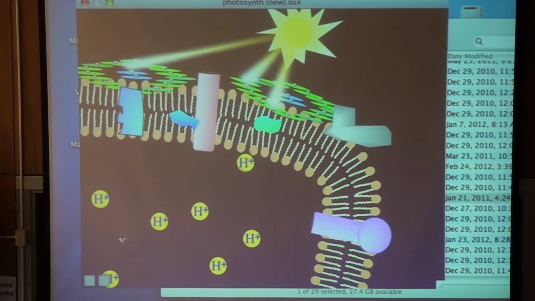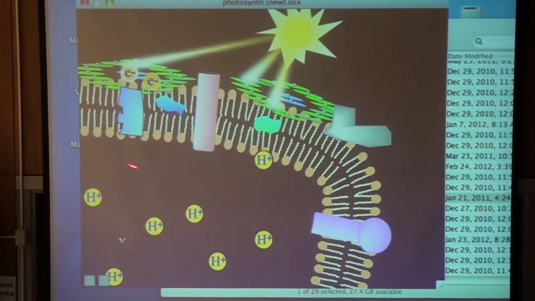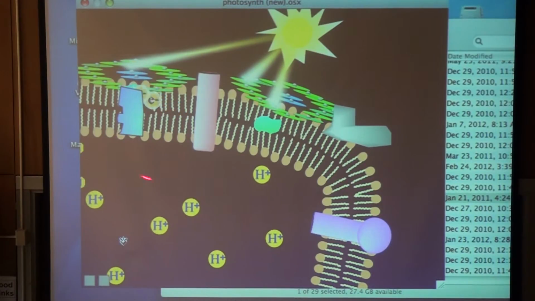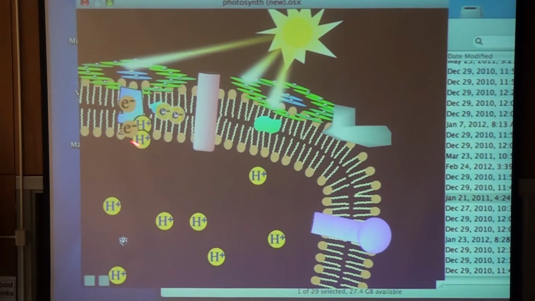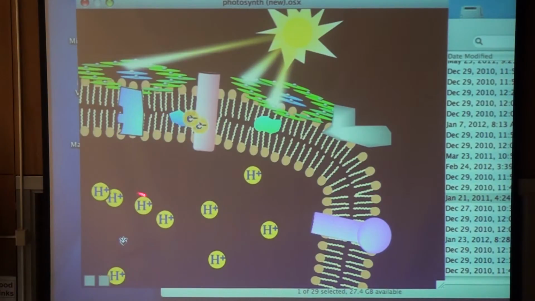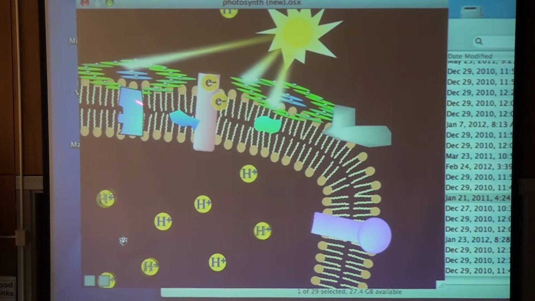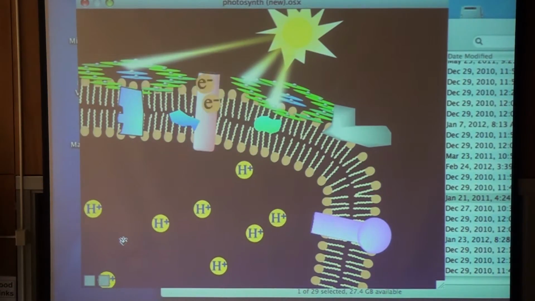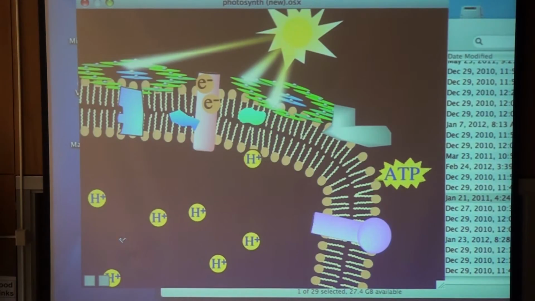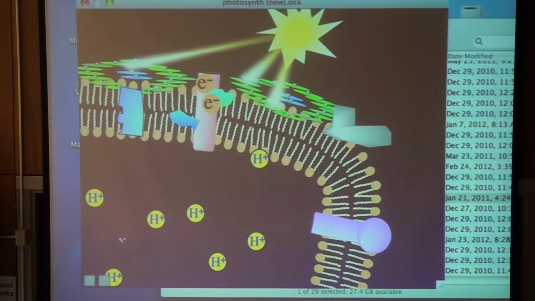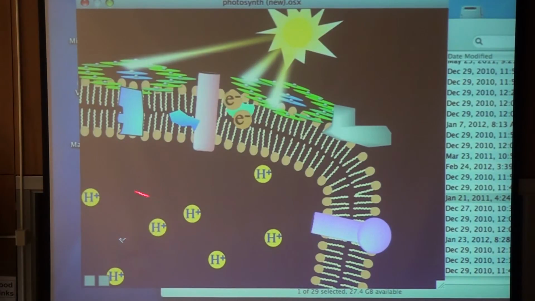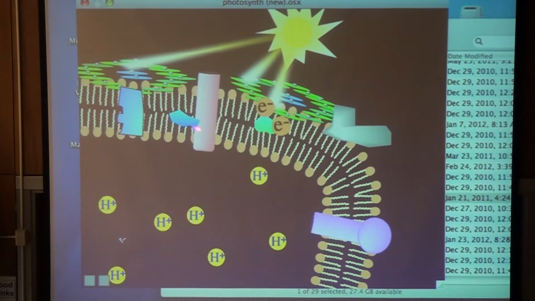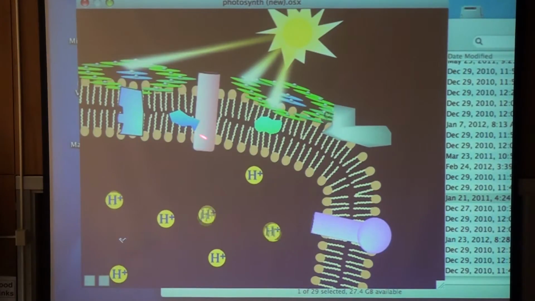So it's probably no accident that the water splitting enzyme is here towards the inside of the thylakoid membrane, so that the hydrogen ions could get dumped in the inside and contribute to the gradient. If the water splitter was out here in the stroma, you couldn't use those hydrogen ions for the gradient. All right, so two things are actually moving hydrogen ions into the thylakoid, the water splitter and the cytochrome complex.